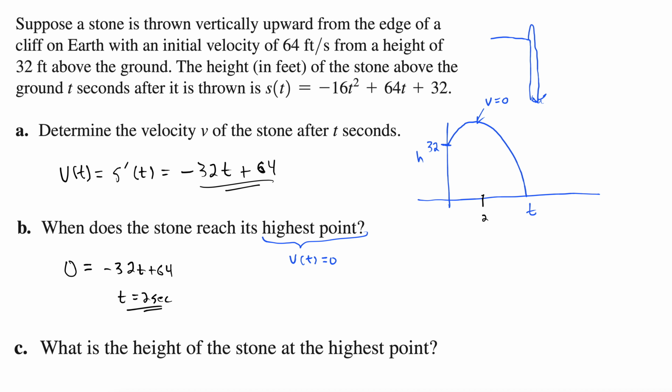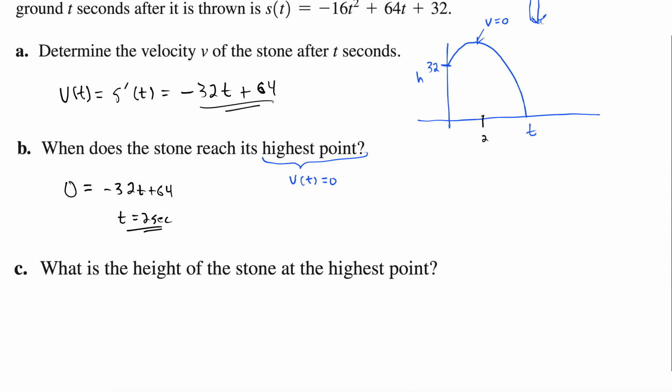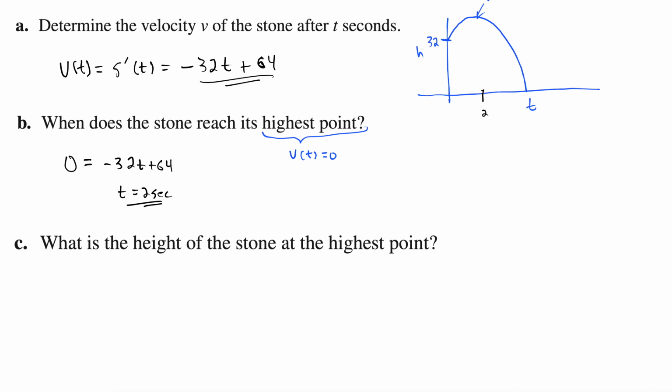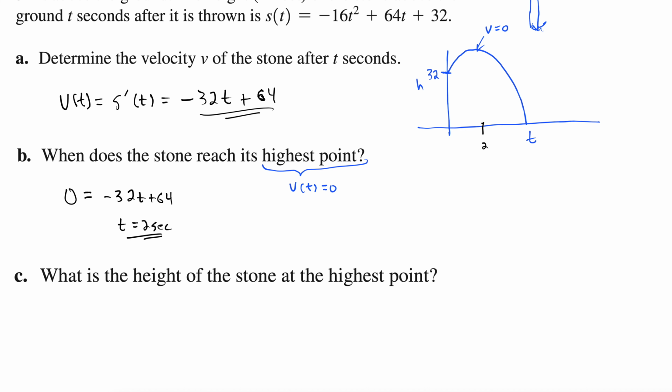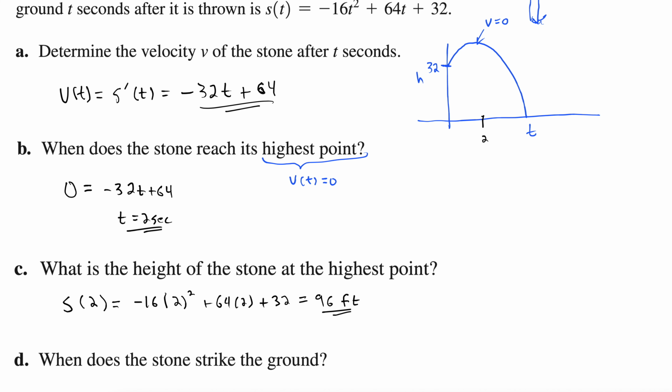Part C asks, what is the height of the stone at its highest point? Okay, well for that, we go back to our position function. Let's maybe scroll a little bit up. There we go. There's our position function. And we just compute s of 2 seconds. All right, well, that's no problem. We're just back to happy algebra land here. Negative 16 times 2 squared plus 64 times 2 plus 32. Turns out that comes to 96 feet. We're working in feet here. So there we go.